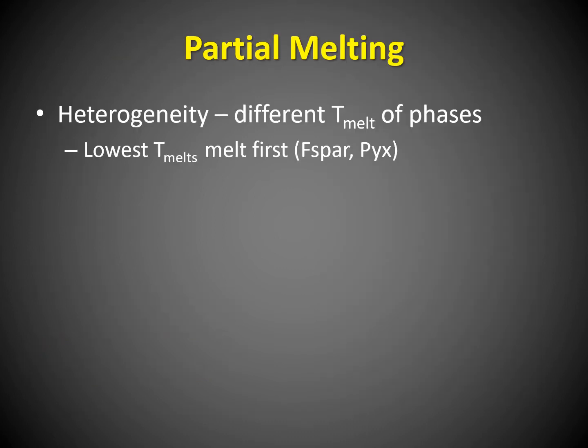Okay, so just to summarize, in the mantle, we have a heterogeneous mantle. It's not made of one mineral, it's made of several different minerals. Some of those are solid solution minerals, some aren't. And the point is that when you partially melt it, the lowest melting point materials come off first.